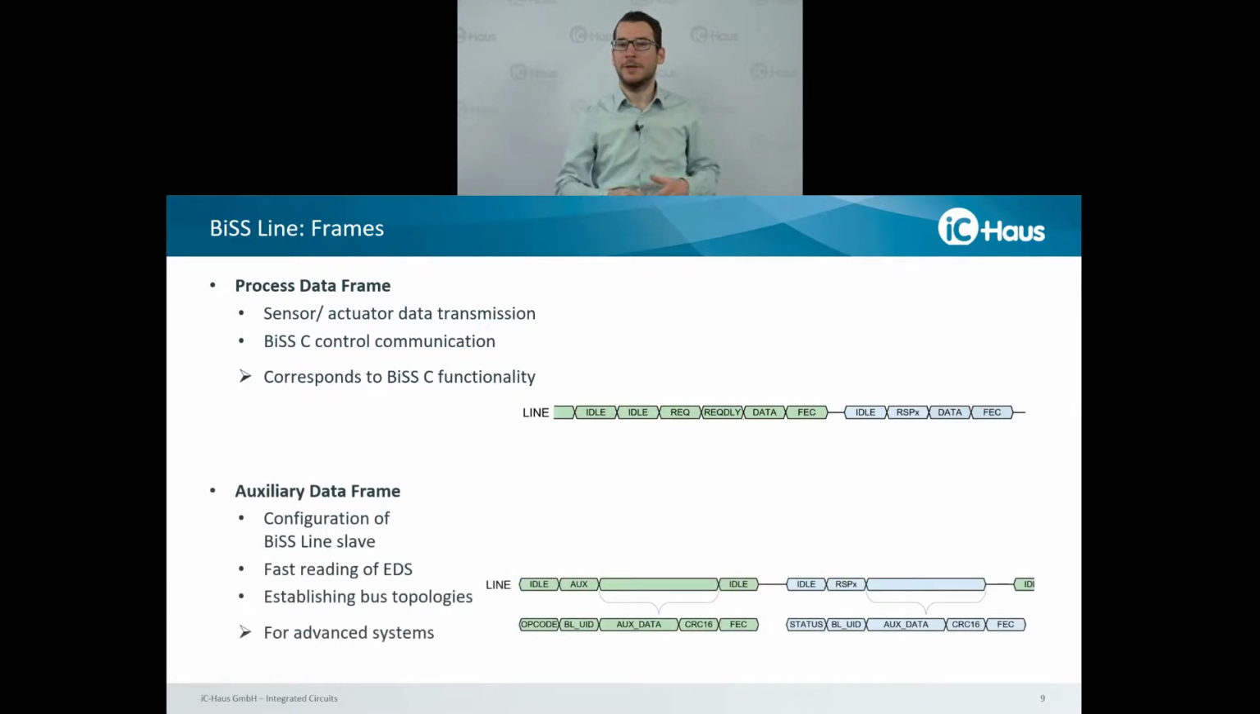In BiSS there's another type of frame. It's the auxiliary data frame, which is used to access the registers of a BiSS slave. Therefore, configuration of a BiSS slave is possible, fast reading of an electronic data sheet, and the auxiliary data frames are required to establish bus topologies.